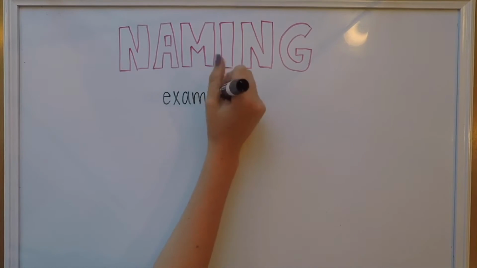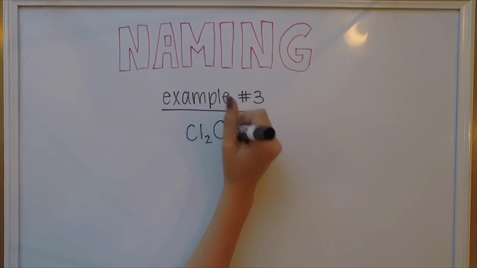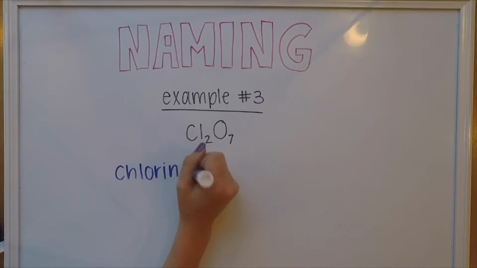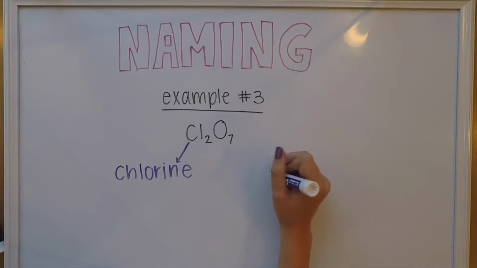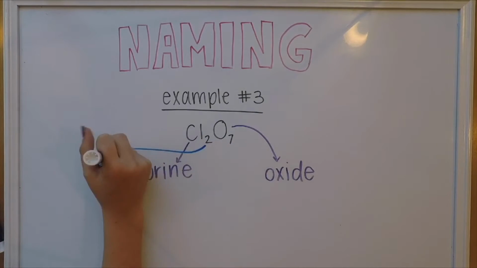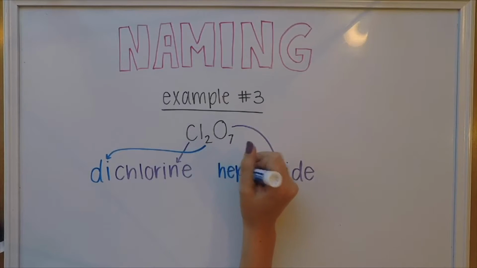Our third example is Cl2O7. First, start off with the element name of the first element, which is chlorine. Second, write the IDE name of the second element, which is oxide. Third, using the prefixes I showed you earlier, add di in front of chlorine and hepta in front of oxide.